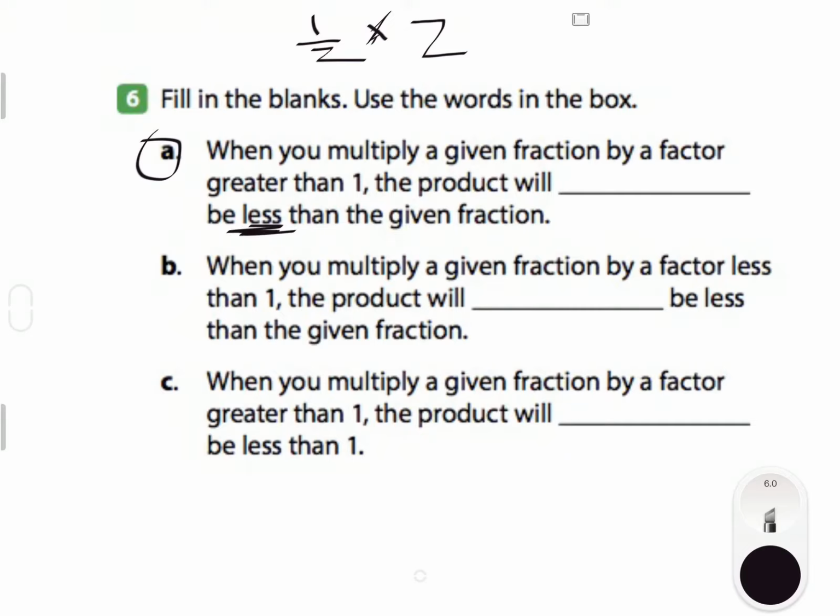Less than. All right, so what is 1/2 times 2? So 1/2 plus another 1/2 is going to be 1. And 1 is greater than the 1/2 that we started with. So it's bigger. And that's going to be the case all the time. It will always be bigger when you multiply by a factor greater than 1. So the product will be blank less than the given fraction. It's not going to be less than the given fraction, and it never will be. So this is where you write the word never.